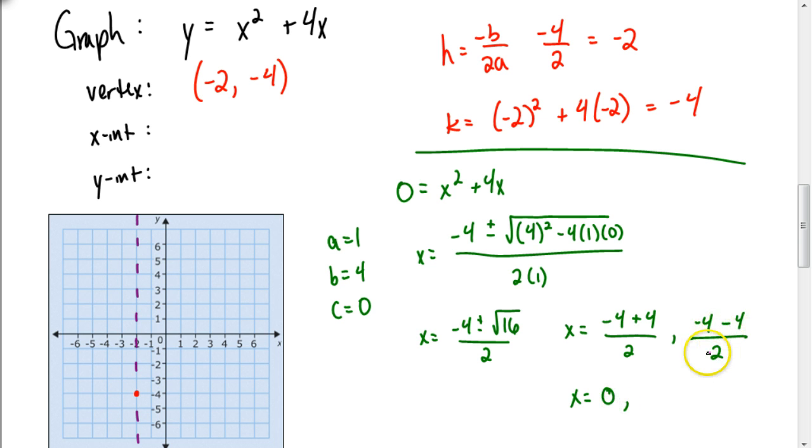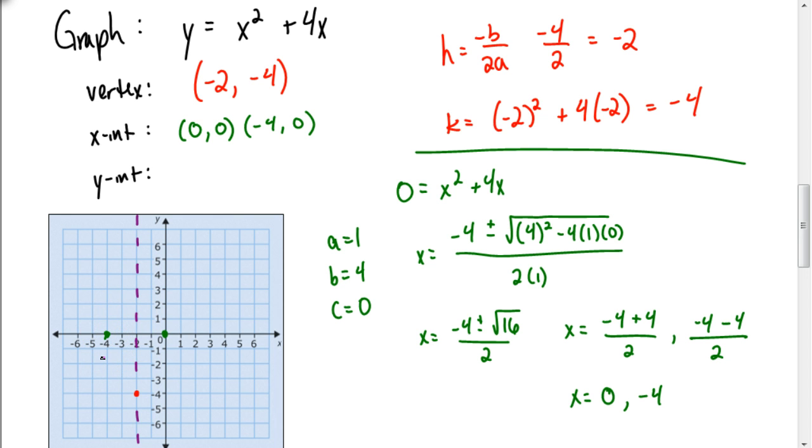And the other one is negative 4 minus 4, which is going to be negative 8. Negative 8 divided by 2 is negative 4. So our two x-intercepts are going to be at 0, 0, and at negative 4, 0. To find the y-intercept, remember, let's graph those first. So 0, 0, and negative 4, 0.